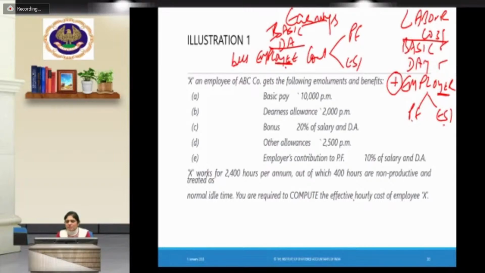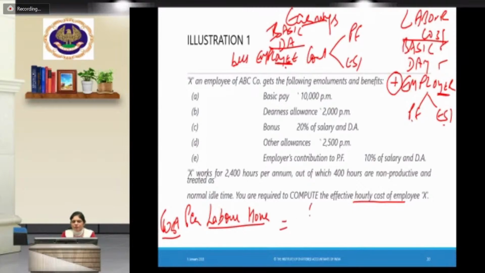Now, hourly cost means cost per labor hour. You have to calculate cost per labor hour. So what do we require for it? We require the cost and we require the total labor hours. So we require two parameters here.